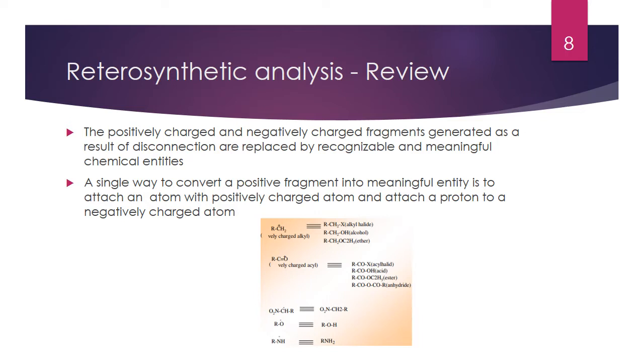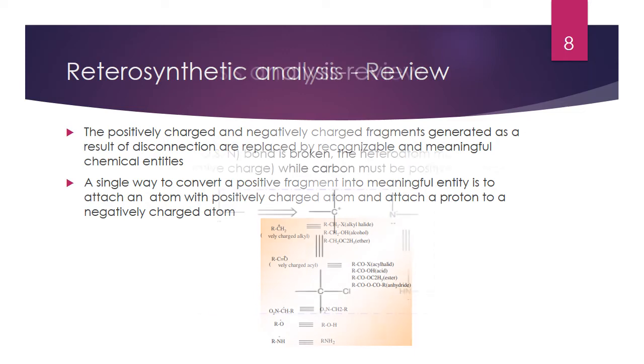And if you have a negative charge, the simple way is to attach a proton. When a base picks a proton, you get a negative charge. So whenever you have a negatively charged fragment, the easiest way to convert it into a meaningful entity is to add a proton to it. And when you have a positive charge, the simplest way to convert it into a meaningful entity is by attaching an electronegative atom, such as a halogen.